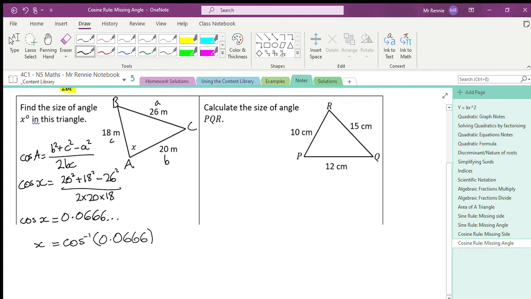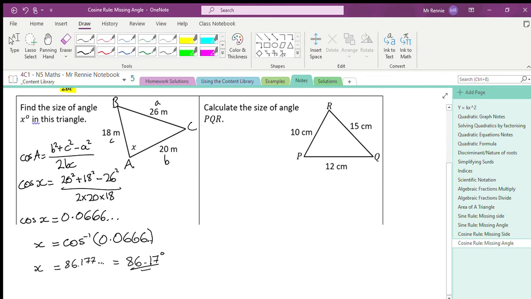Again, don't round this bit here, because we want to get our angle as exact as we can, and the cos inverse of that is 86.177 dot. If we round that to 2 decimal places, 86.17, and we get degrees for us as an angle.